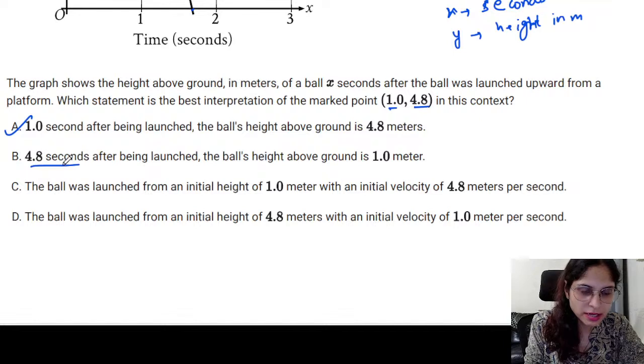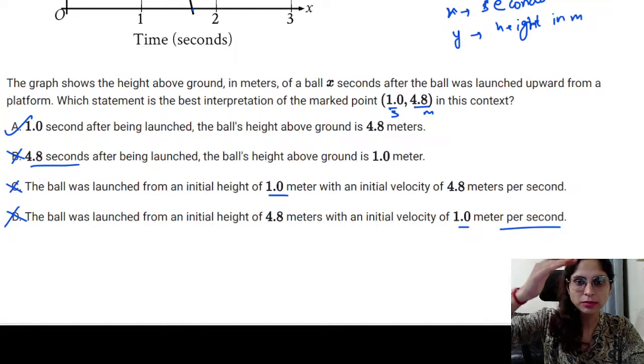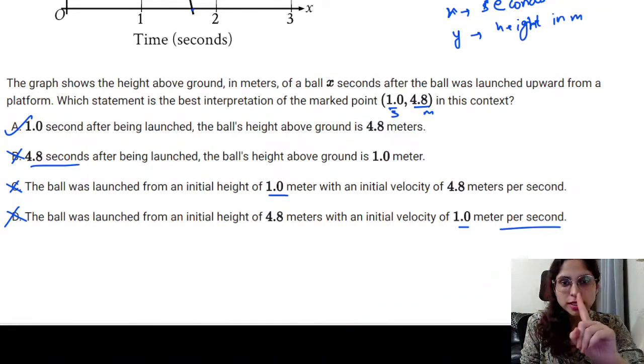4.8 seconds. This can't be seconds because 4.8 is meters and this one is seconds. So this option is already gone. The ball was launched from an initial height of 1 meter. 1 is not meter, it is second. So this option is also gone. The ball was launched from an initial height of 4.8 meters with an initial velocity of 1 meter per second. Again, 1 is not meter per second, it is second. So this option is also gone. So you can see only one option is telling you that 1 is second and 4.8 is meters. We choose that option and it is the right interpretation that after 1 second, the height above the ground is 4.8 meters. So that's the first question.